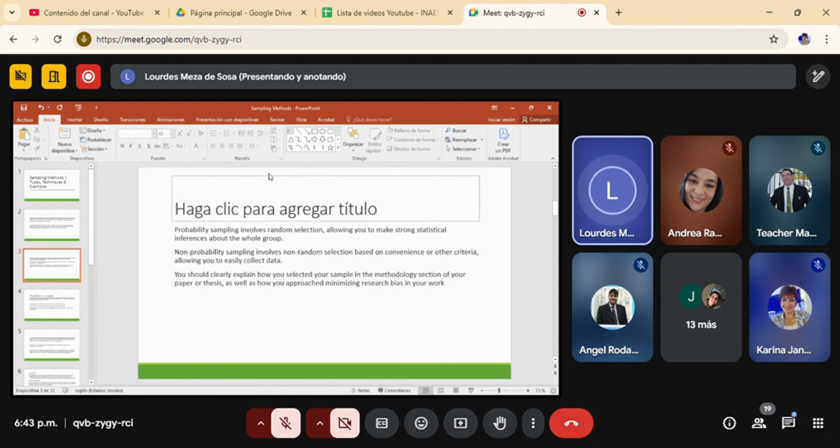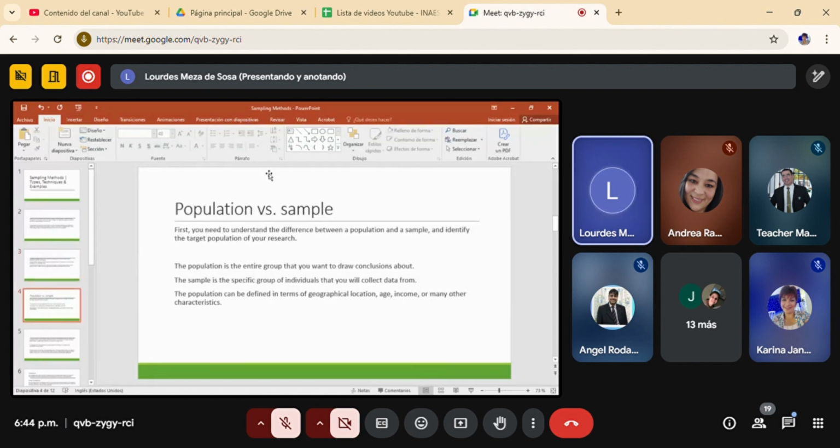Because sometimes when you are doing probability sampling, they can consider you to be biased. But generally speaking, quantitative method does not actually consider it to be biased, whereas in qualitative method it does, right?